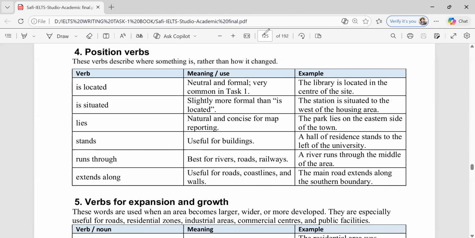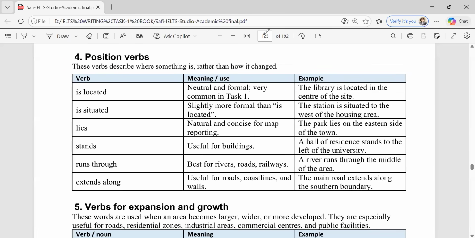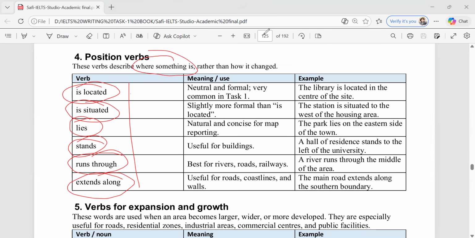Then it comes to possession verbs. Possession verbs are important. All of them are possession verbs. For example, we can say is located, is situated, lies, stands, runs through, extends along. These verbs describe where something is rather than how it changed. These verbs talk about what? Where something is. For example, if there is a library, the library is located in the center of the site, where something is.